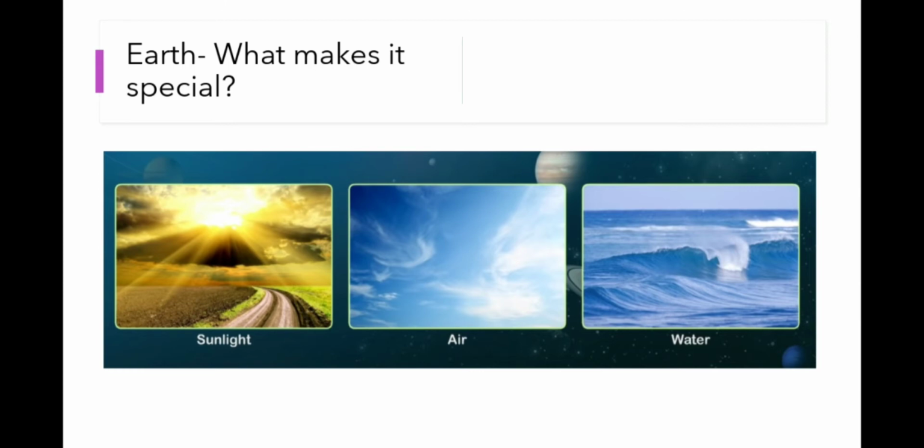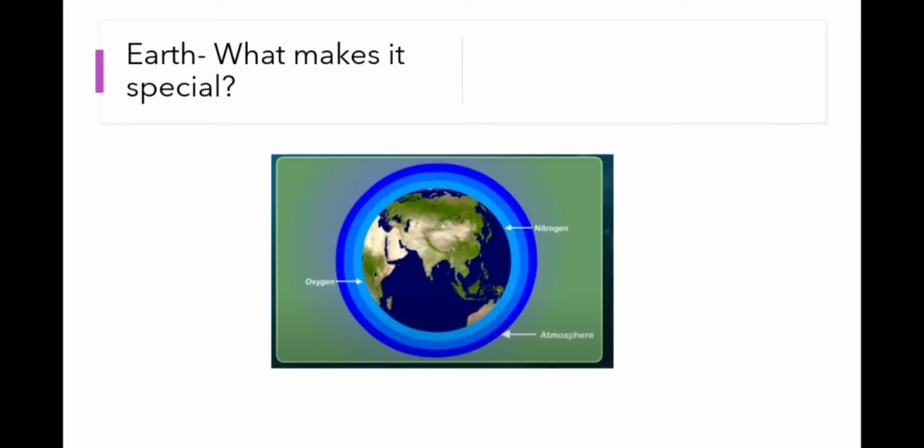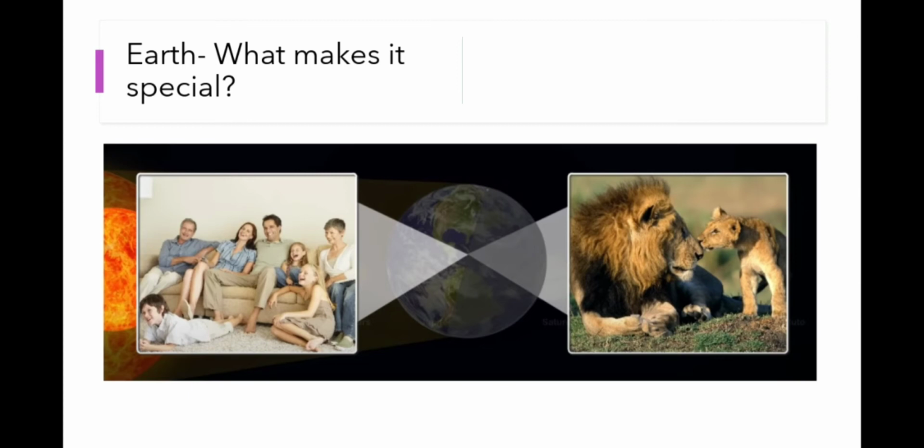Apart from this, the atmosphere, that is the air which surrounds the Earth, is known as atmosphere, and this atmosphere contains life supporting gases such as nitrogen, oxygen and carbon dioxide. Because of these life supporting gases, sunlight and water, and the correct distance from the sun, life is possible on the Earth. So human beings, animals and plants can survive, and that is why it is also called a unique or a special planet.